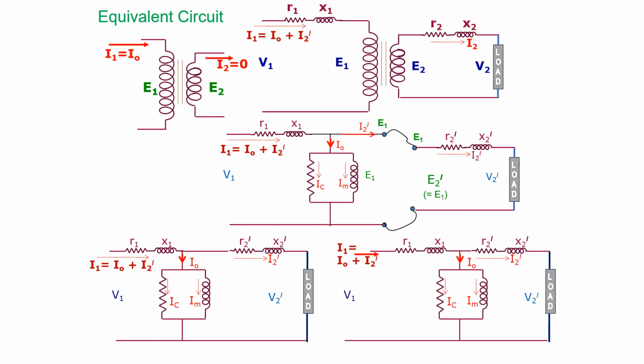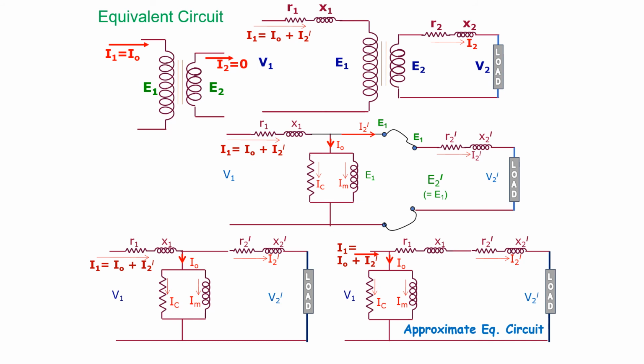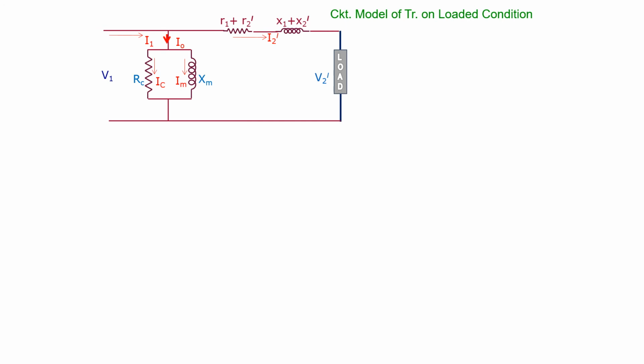Now moving the magnetizing branch to the supply terminals, we call this an approximate equivalent circuit. This is the circuit model or the equivalent circuit of a transformer on the loaded condition when load is connected.